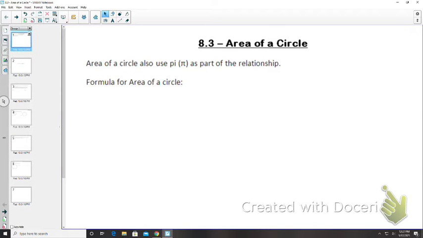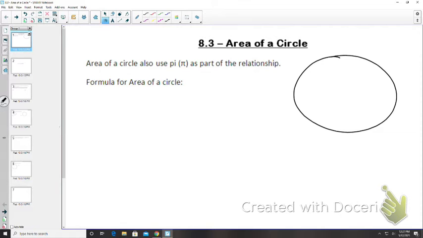Okay, for this video lesson, we're going to be working with area of a circle. Last lesson, we explored the relationship between circumference, diameter, and radius. Circumference is the outside of the circle. The diameter goes all the way across the inside of the circle. The radius only goes halfway, right? If this is our center, our radius only goes to the center point.